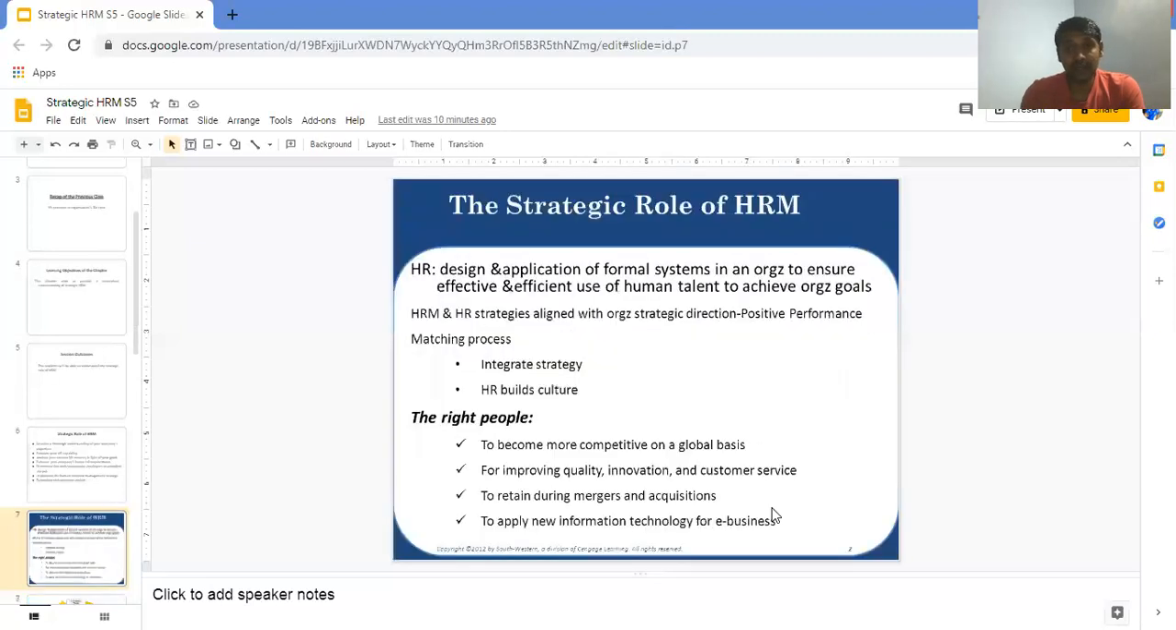manager. This particular slide explains the same thing, the role played by the human resource manager or management. There are two important things here: integrate strategy and HR builds culture. In a particular organization, the strategic role of a human resource manager comes with integrating the strategy or plan.